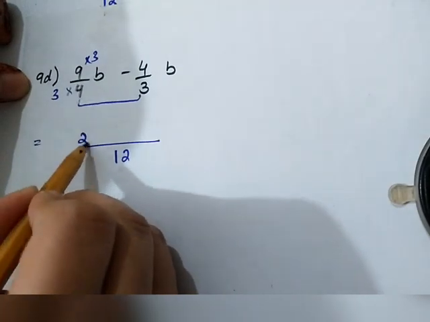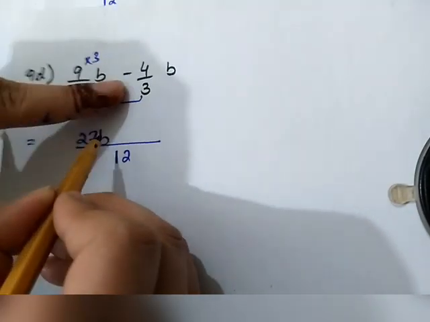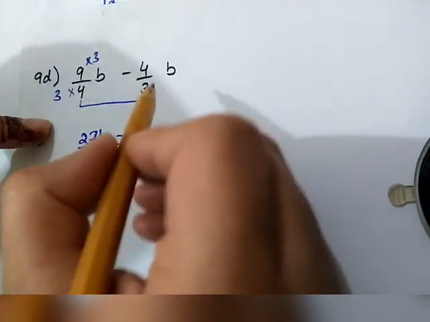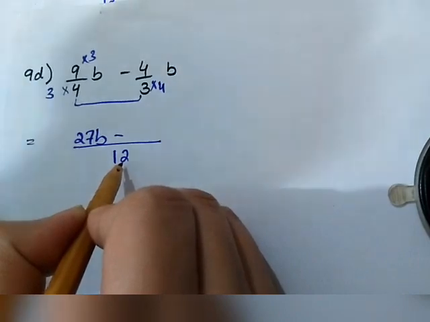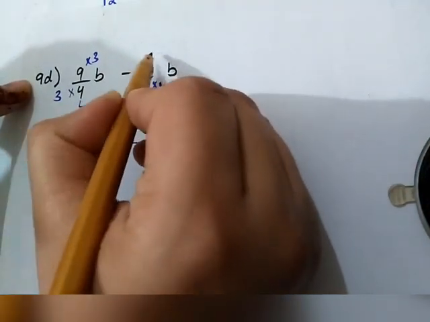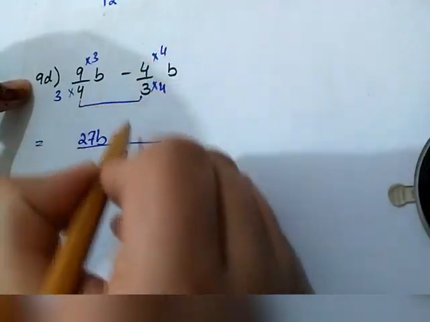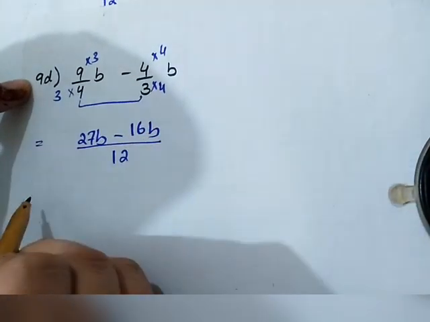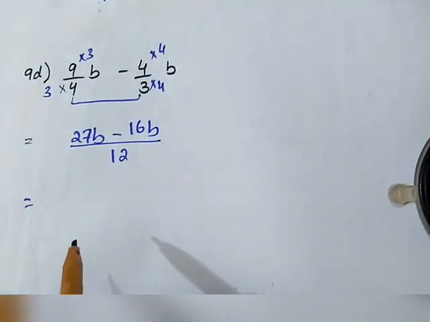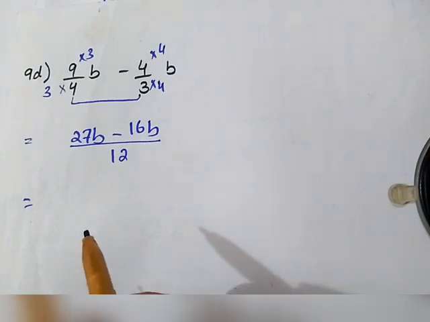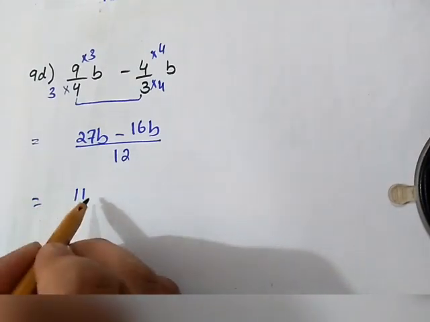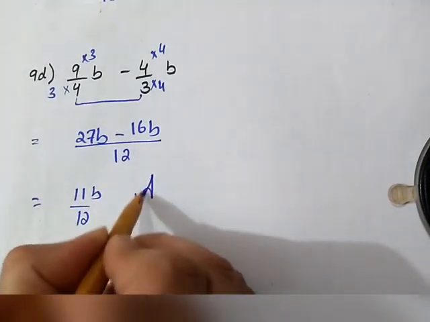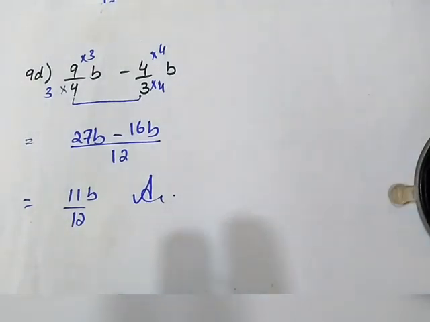So 3 9s are 27. What is the variable here? B. Then what is the sign? Minus. Now again multiply 3 with 4, so it becomes 12. Now 3 4s are 12, that is already written here. Now multiply that 4 also with the numerator. 4 4s are 16, and what is the variable? B. Now 27b minus 16b. So 27 minus 16 is equal to 11. Yes, 11b by 12. Here again it is a proper fraction and it is done, alhamdulillah. We solved question 9. Now we do question 10.